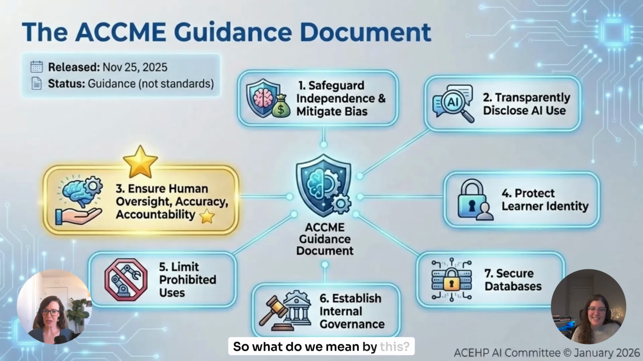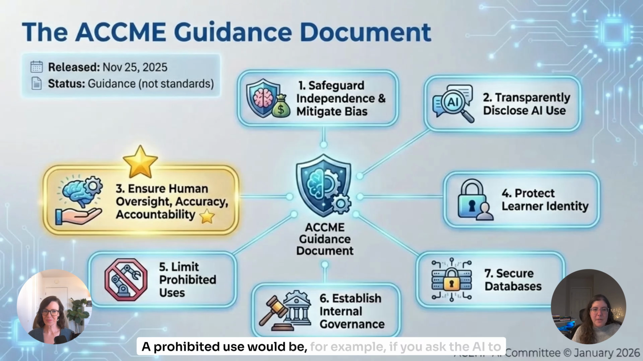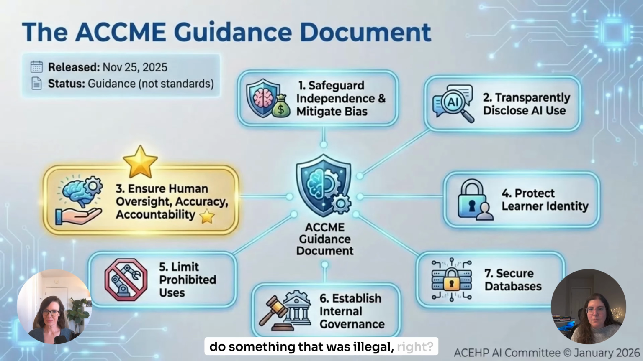So what do we mean by this? What would be prohibited? A prohibited use would be, for example, if you ask the AI to do something that was illegal, right? That would be prohibited. So you need to design your AI workflows, especially if you are using.